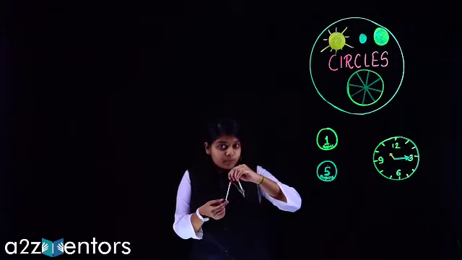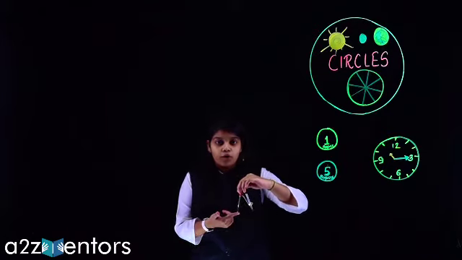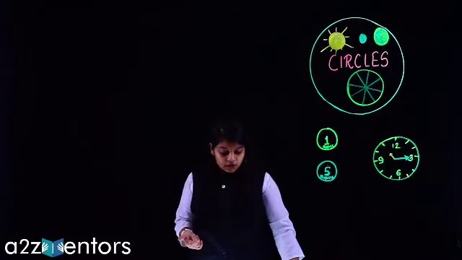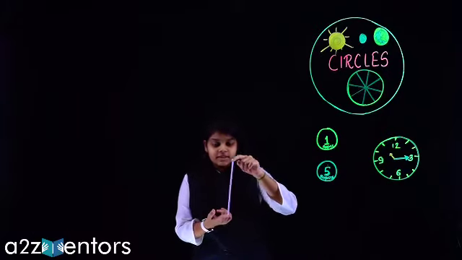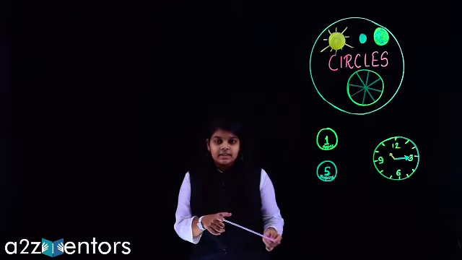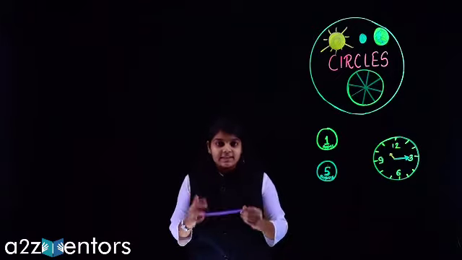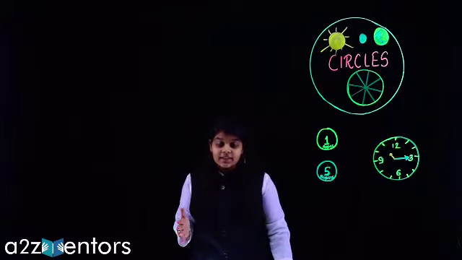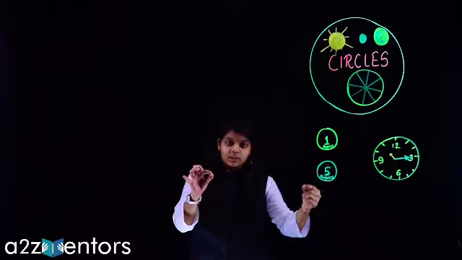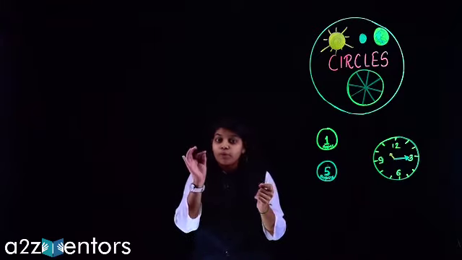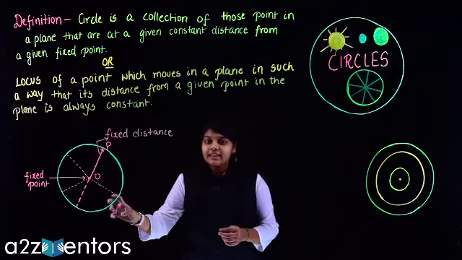So what did you do? You actually fixed a point, you fixed the distance and then revolved it and you got the path of a circle. So consider that this is the fixed distance. You have fixed the distance and then you are rotating the distance and getting a circle. Then tell me, how are you going to define a circle? I could define a circle as the location of all those points which have a fixed distance from a fixed point. As per the geometric definition too, we could define it as the locus.